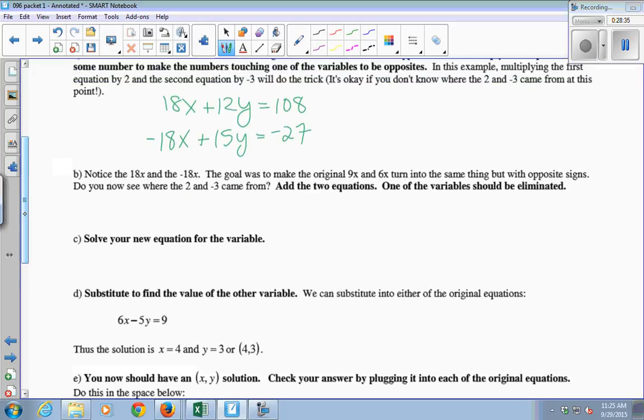So now my next step is to add the 2 equations together, right? So I do plus, just add the 2 equations together. So 18x plus -18x is how many x's? 0. Those cancel. That's why I wanted them to be opposites. 12y plus 15y is 27y. And 108 plus -27 is 81.